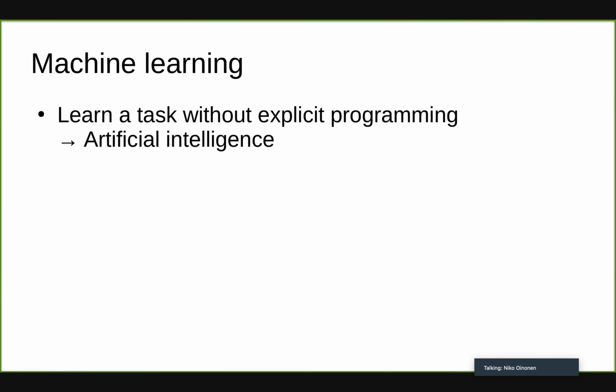So the goal is to learn some task without explicitly programming the program to do the task, and usually machine learning is considered to be a subset of artificial intelligence for this reason. In practice, what we do is just function fitting.